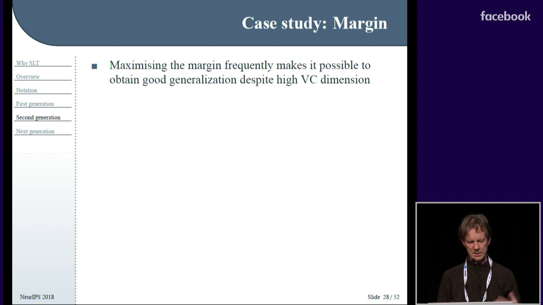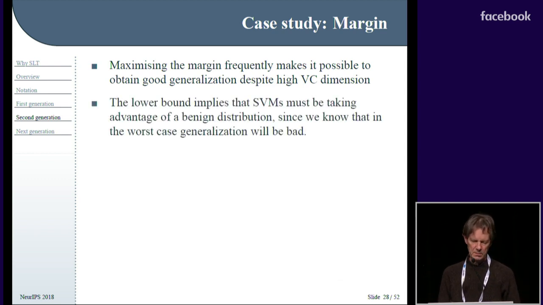So maximizing the margin frequently makes it possible to obtain good generalization despite high VC dimension, as we saw, the point Omar was making in that plot of the generalization distributions for the case where the Gaussian kernel was used. The Gaussian kernel has infinite VC dimension, so clearly, we would not expect, based on VC theory, learning to be possible. And indeed, the lower bound implies that SVMs must be taking advantage of the benign distributions, since we know that in the worst case, generalization will be bad. We can create distributions that would force an SVM with a Gaussian kernel to make high error. That's the consequence of that theory.